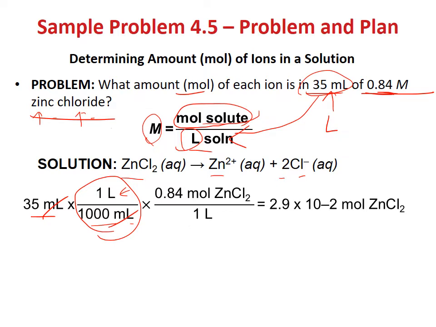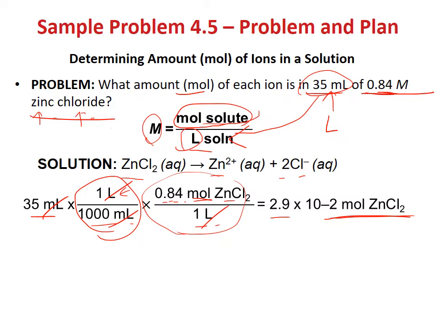All right, and then use molarity as a conversion factor. Again, what does molarity mean? It is the number of moles, in this case 0.84 moles of the solute per liter of the solution. So in this case, the liter cancel each other, give you moles of the solute. Moles solute is the zinc chloride. So you have 2.9 times 10 to the minus 2 moles of zinc chloride.